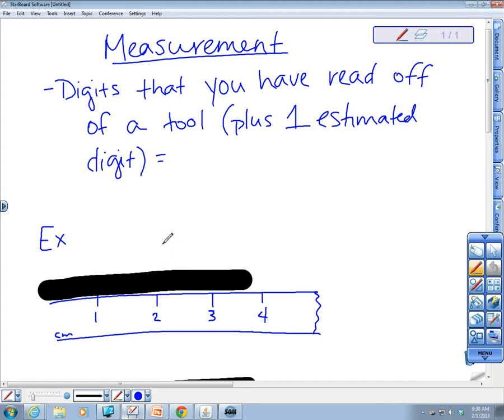Okay, let's talk about significant digits and what that means. When you look at a number or a measurement, the digits that you read directly off of a tool, like a meter stick, a graduated cylinder, a balance, any kind of tool that helps you measure, are significant. There's also going to be one estimated digit that is also significant. Let's look at what I mean by this.